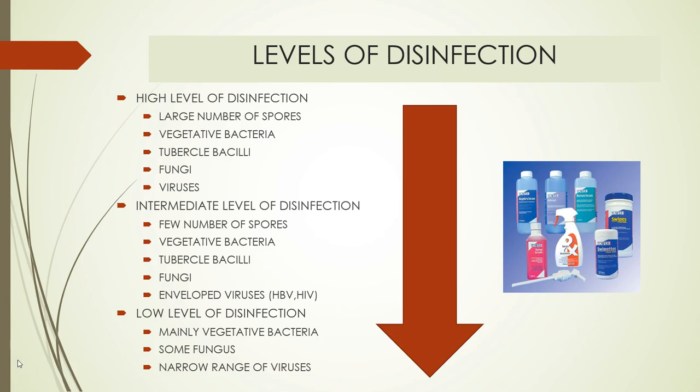High levels of disinfection are required when we are concerned about spore-forming bacteria, and we want to make sure that we kill the spore-forming bacteria. And again, high levels of disinfection will kill viral organisms, both enveloped and non-enveloped, fungal organisms, and tuberculosis.